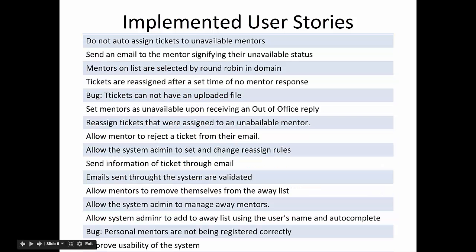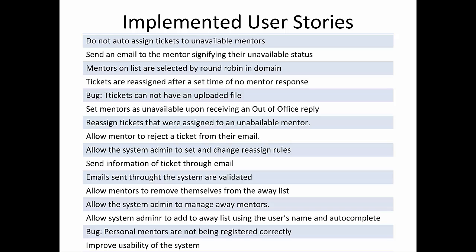These are the user stories that I worked on. Do not auto-assign tickets to unavailable mentors. Send an email to the mentor signifying their unavailable status. Mentors on the list are selected by round robin and domain. Tickets are reassigned after a set time of no mentor response.